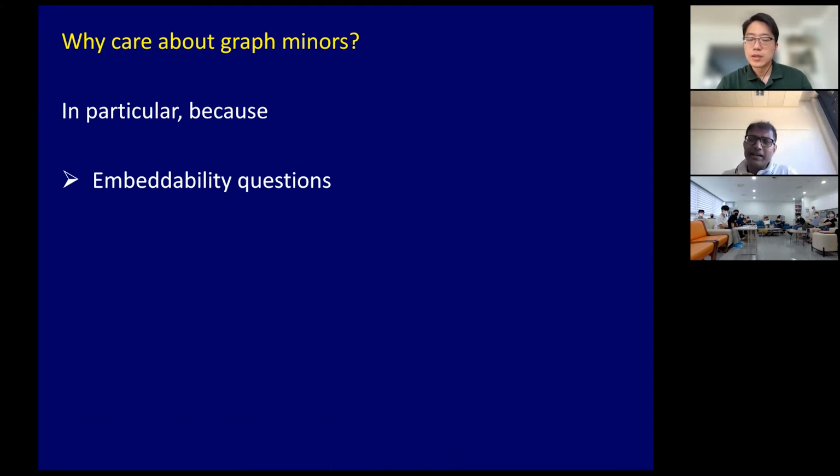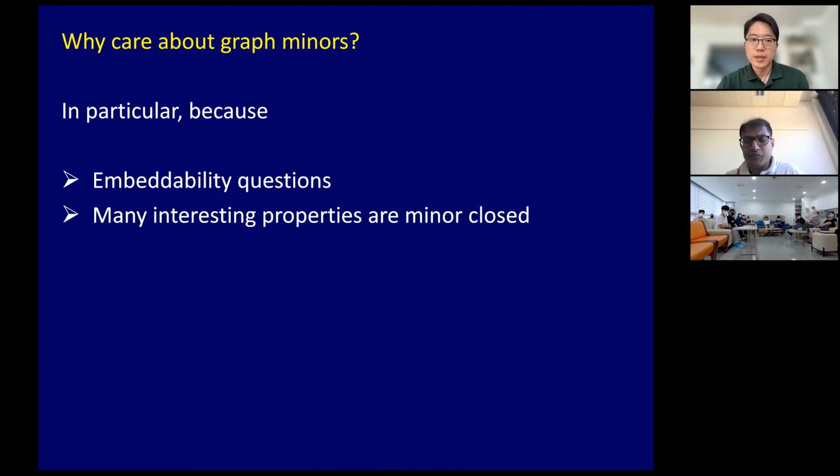So that can also be answered via the theory of graph minors. And then it also turns out that a truckload of interesting graph properties end up being minor closed. For example, consider the property of your graph being acyclic. Remember, the notion of minors is a notion of containment, right? So if your graph is acyclic, then everything that it contains should also be acyclic. Namely, all of its minors should also be acyclic.